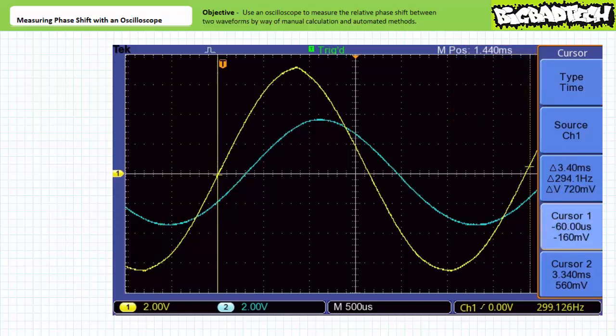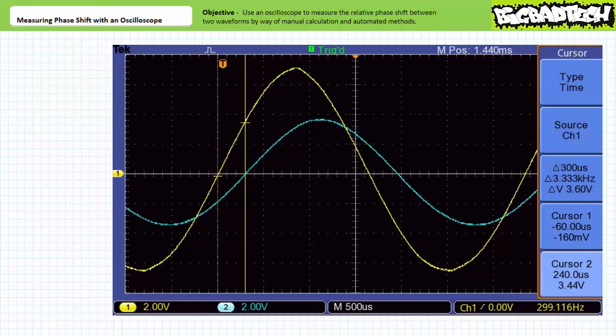First, select cursor 1 and drag it along the first waveform to the zero crossing going positive using the multifunction knob. Then select cursor 2 and drag it along the waveform to the zero crossing going positive of the blue waveform using the multifunction knob. Note the cursor is currently tracking channel 1, however user can toggle between the two channels for accurate tracking purposes.